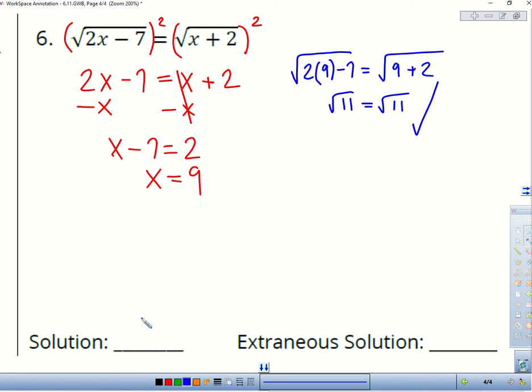Yes. So when you get a square root of something equals the square root of something, you don't have to proceed and get the square root decimal, because you can see square root of 11 is equal to square root of 11. So take a second to get that down, and then I'm going to go over number 4 on the homework.